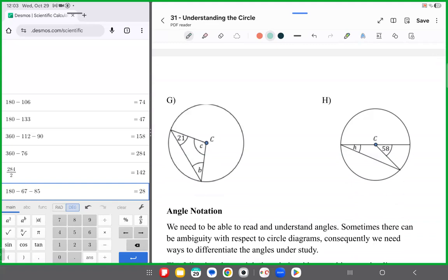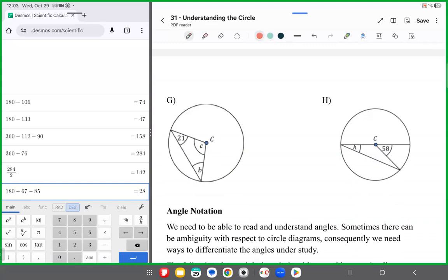So now we have circles with triangles inside of them. So this is what we are curious about. So here we have a circle, and inside of it, we have angles C and B that we are interested in. So how do we do this one?